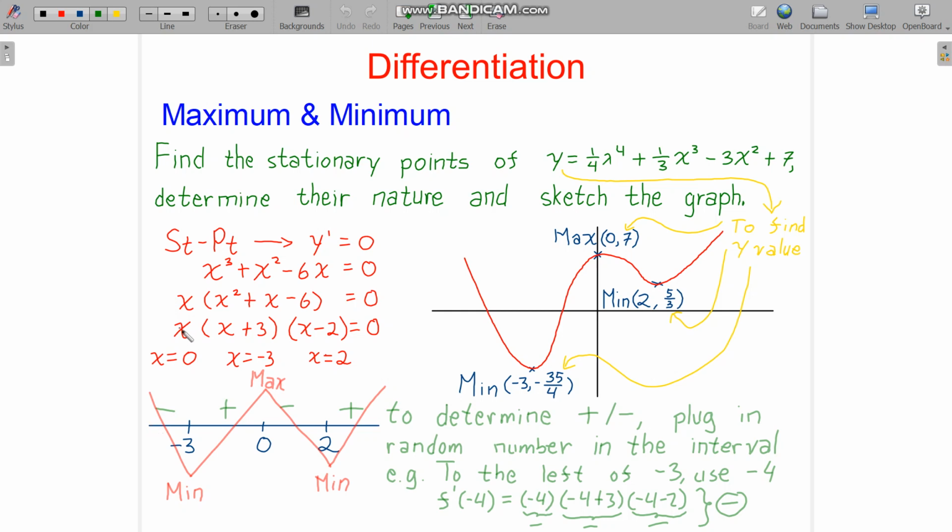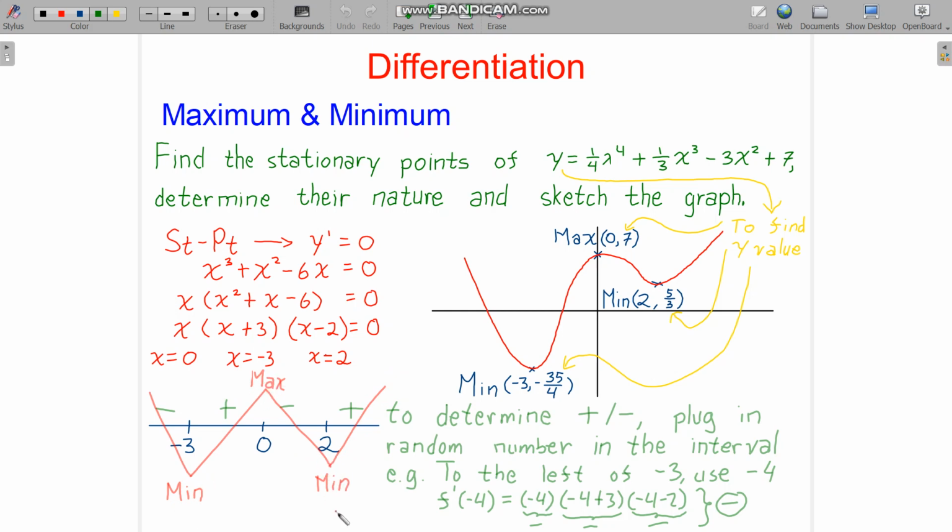And since it's just linear, we have alternating, negative, positive, negative, positive. Or you can just use another number to check, for example, minus 2 or minus 1. You check again, you get something positive. You use 1, you get something negative. You use anything bigger than 2, you'll get something positive. So negative means you go down, positive means you go up. So this should be the minimum point, maximum point, minimum point.